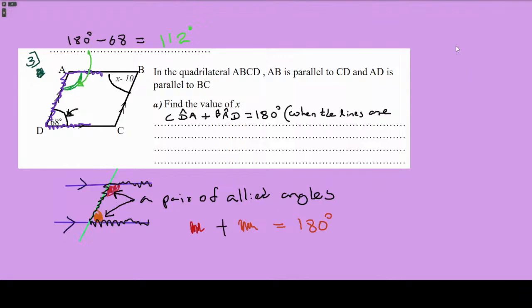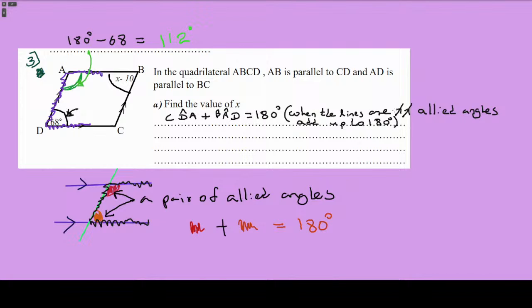Instead of writing the word parallel, I put the symbol, two lines like this with arrowheads. When the lines are parallel, allied angles add up to 180 degrees. If you don't like to write the wording add up to 180 degrees, you can also write: when the lines are parallel, allied angles are supplementary. What does supplementary angles mean? Angles which add up to 180 degrees.